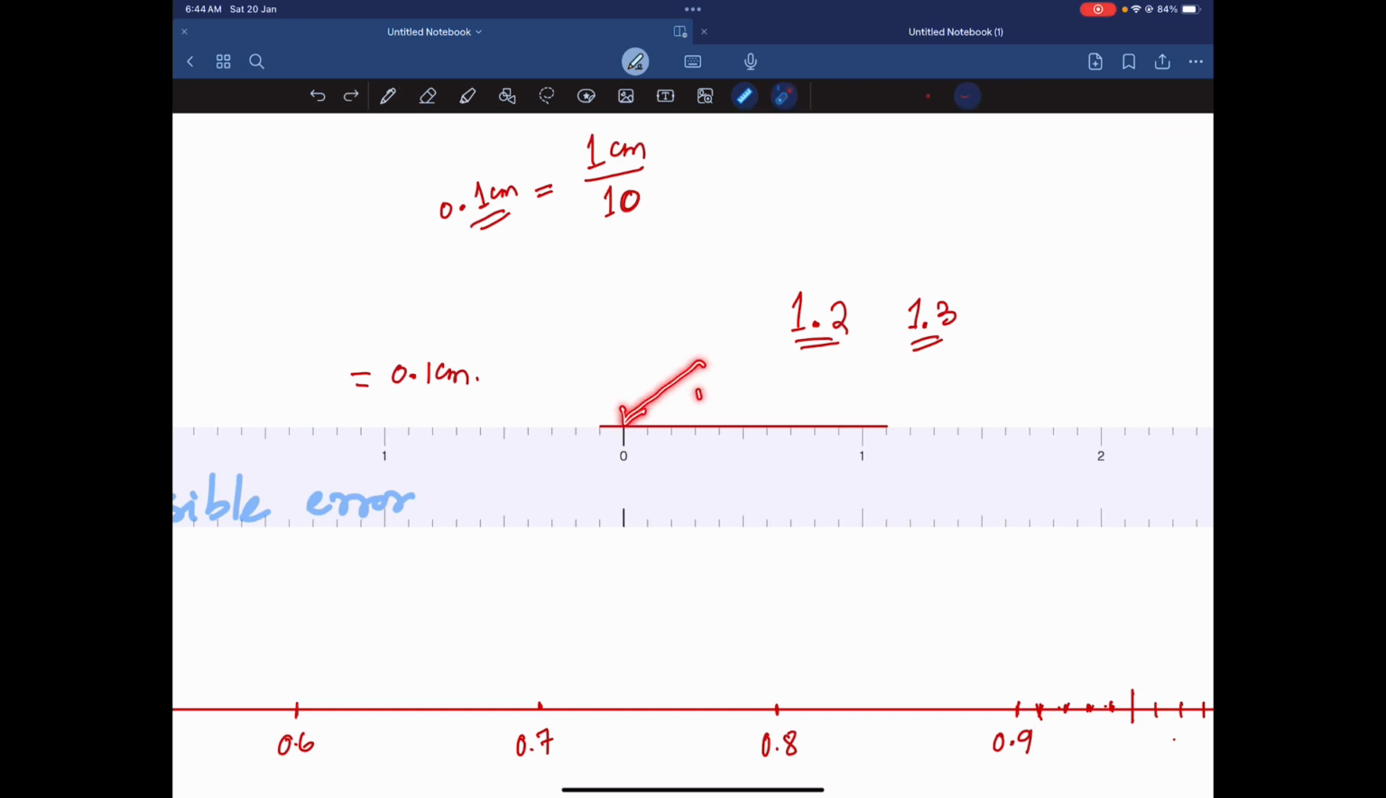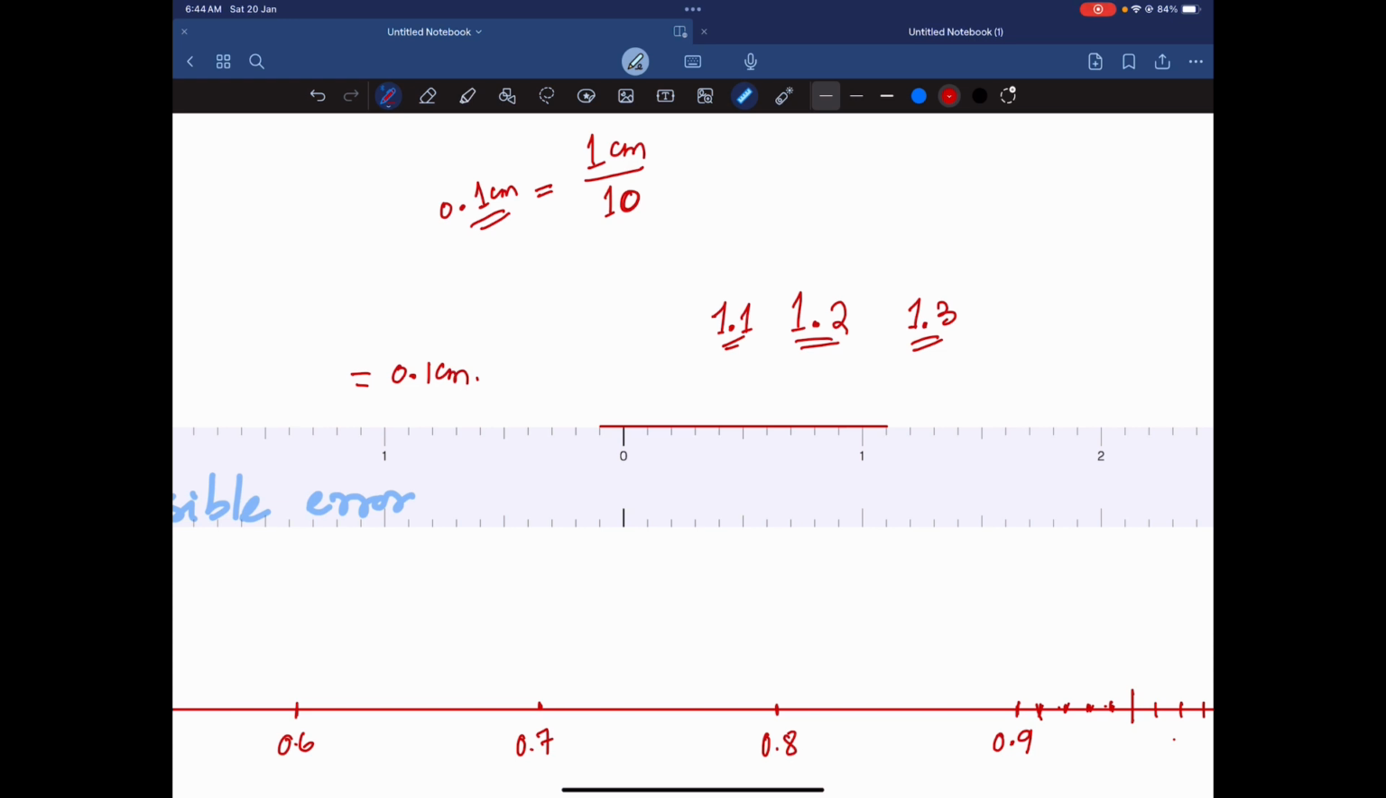0 is here. I hope you can see it. Now it's 1.1, higher. Say it's 1.1. I hope you get the idea.